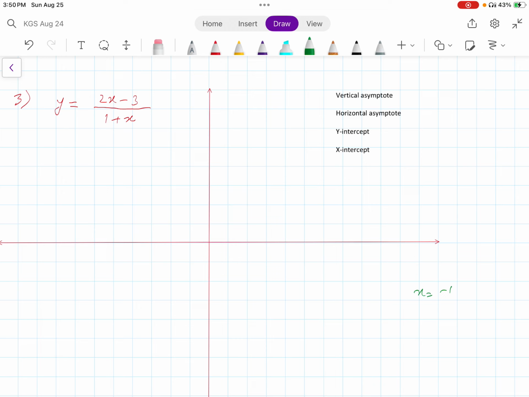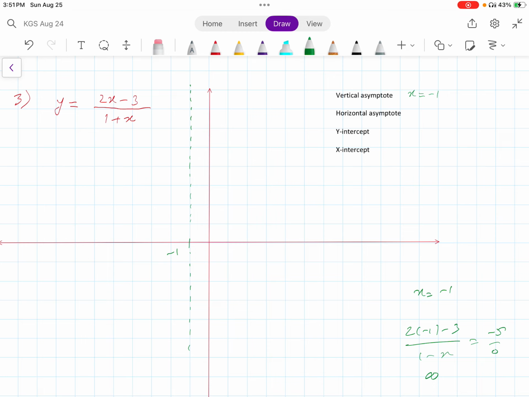If we do that, we get 2 times minus 1 minus 3 over 1 minus 1, which is minus 5 over 0, and that's infinity. So the vertical asymptote is still minus 1. So we'll note it down here, x equals minus 1, and we have to make a dotted line here at minus 1. This is the vertical asymptote.